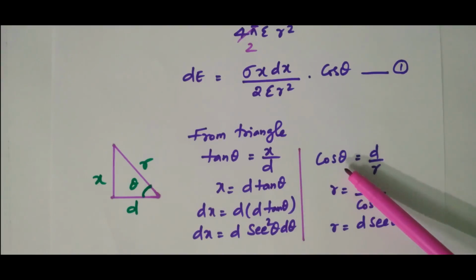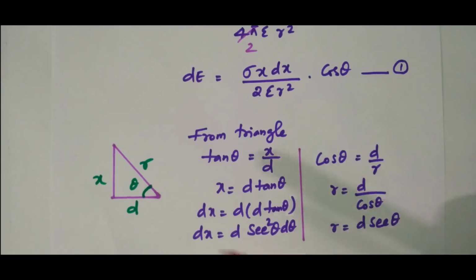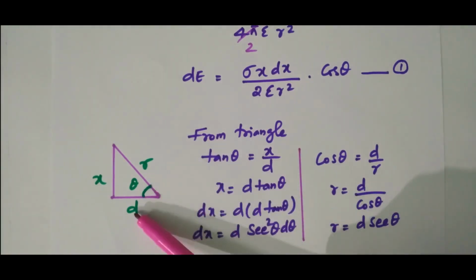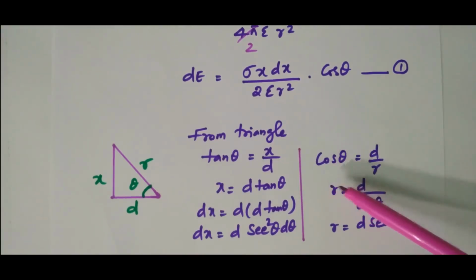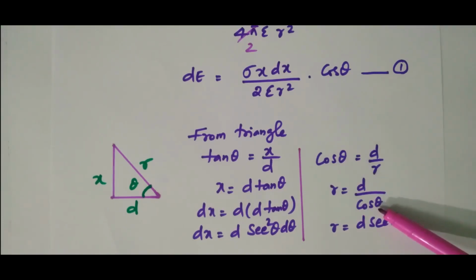Now we can go with the cos theta. Cos theta equal to adjacent side by hypotenuse, so d divided by r. We cross multiply this, you exchange these two values. So r equal to d by cos theta. So r equal to d times 1 divided by cos theta, which is secant theta. So r equal to d secant theta. Now we got the expression for r also.